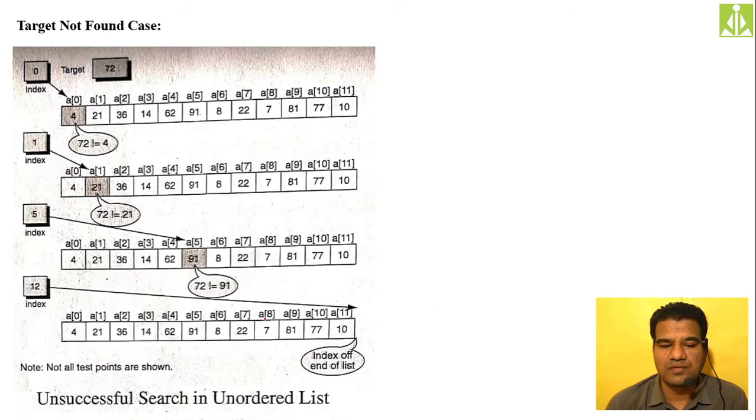For the target not found case, if you're looking for 72, as you can see the 72 is not present in the list, so we are reaching the end of the list. Here we are reaching the end of the list and still the target is not there in the list. So we are concluding that the target is not found in the list.